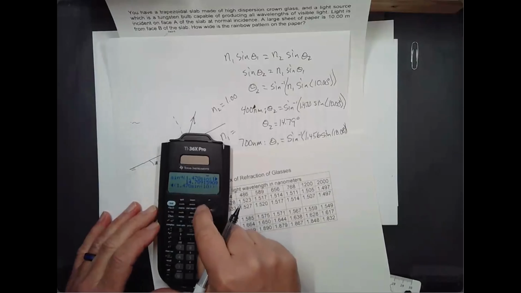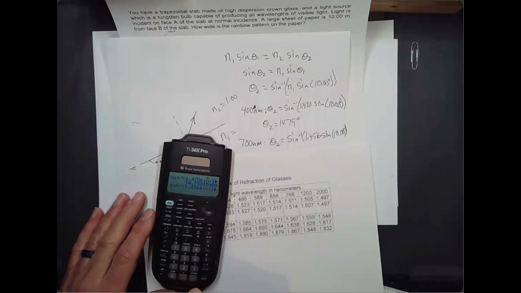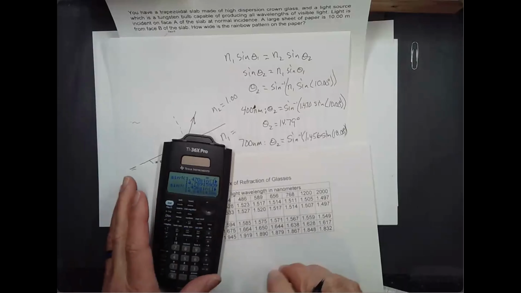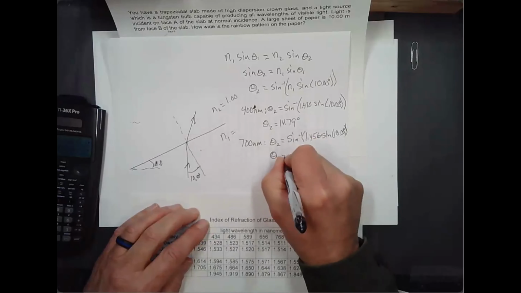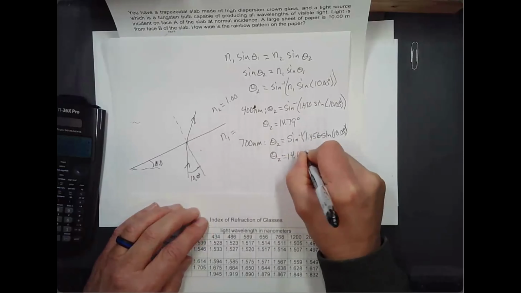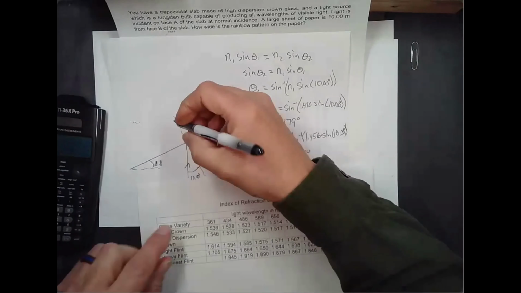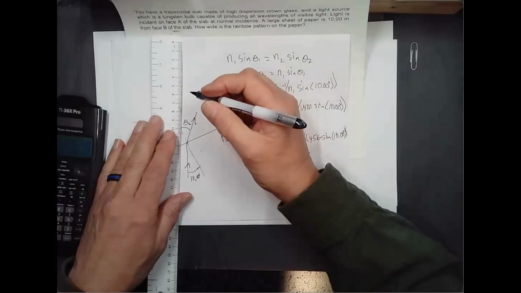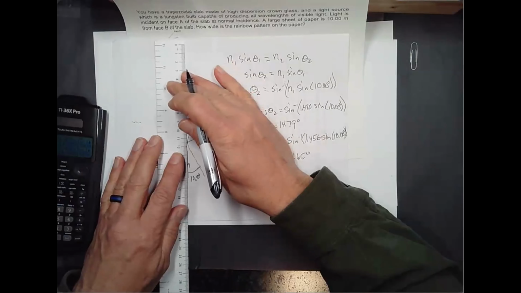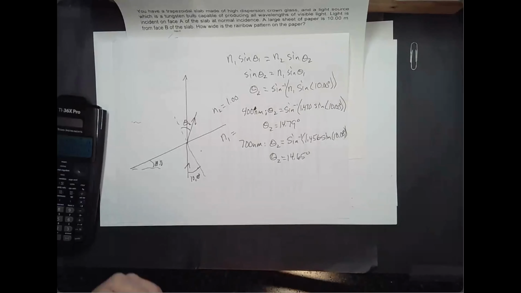but change it to 5.6. And I get 14.65 degrees. Okay. And now what do I have to figure out? Okay, these total angles, this is theta 2 here. And what I want to do is figure out what those angles are with a straight ahead direction to this sheet of paper that's 10 meters away from here.